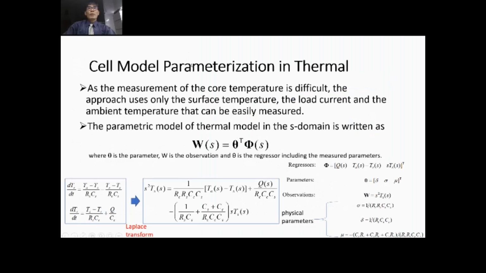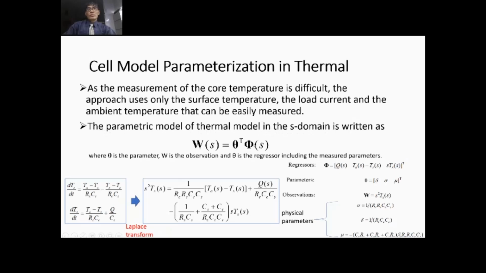The cell model parameterization in thermal is something that we will do next. As the measurement of the core temperature is difficult, the approach uses only the surface temperatures. Remember, we try to estimate the core temperatures. Here we measured the surface temperature at low current, and the ambient temperature can easily be measured, as I mentioned. The parametric model of the thermal model in the S domain is written as such.